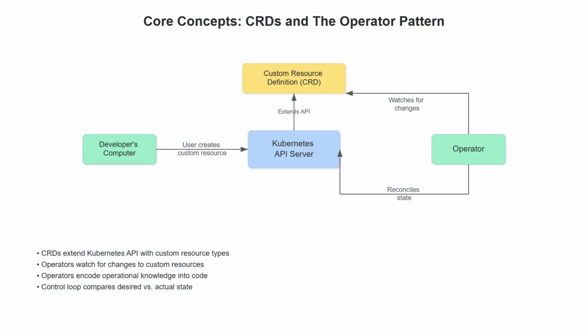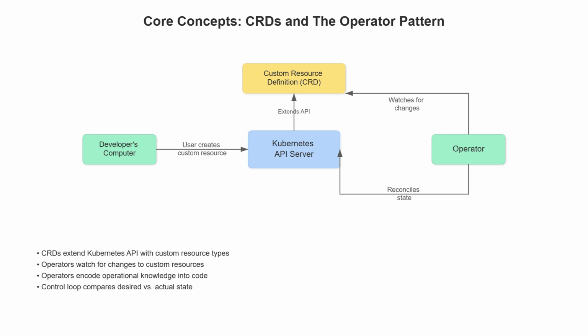Let's start with the foundational concepts that power advanced Kubernetes automation: custom resource definitions, or CRDs, and the operator pattern. Think of CRDs as your way to extend the Kubernetes API itself. Instead of just using built-in resource types like pods or deployments, CRDs let you define your own application types, like a web app or database resource. These custom resources act as blueprints, specifying exactly how your application should look and behave. When you create a web app resource, Kubernetes understands it because of your CRD.